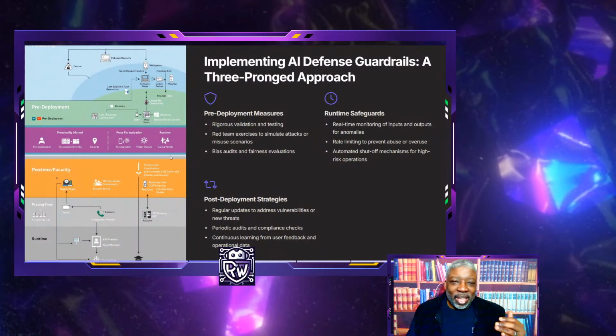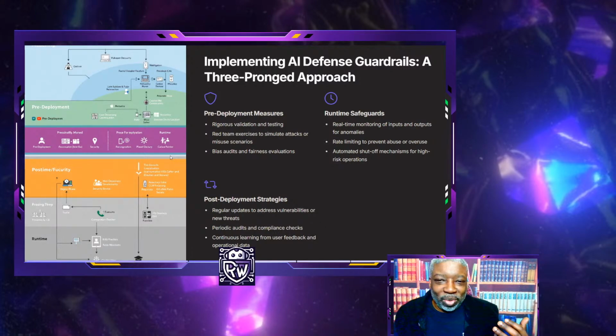All right, so now implementing AI defense guardrails, a three-pronged approach. So what does that mean? That means you're going to do something before you implement it. You're going to have certain guardrails while it's running. And then after you put it in, what are you going to do to maintain it? So it's like having a car. Before you get a car, maybe you clean out your garage. Then while you're driving the car, you make sure it stays maintained. You put gas in it. And then even after you've had the car for a while, you take it into the shop every 3 months or 10,000 miles or however many miles for your oil change.